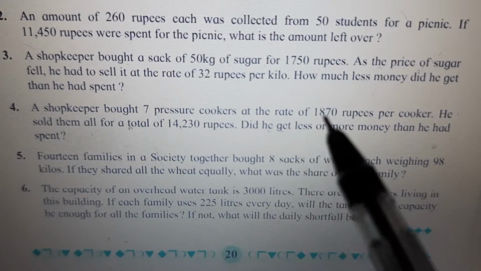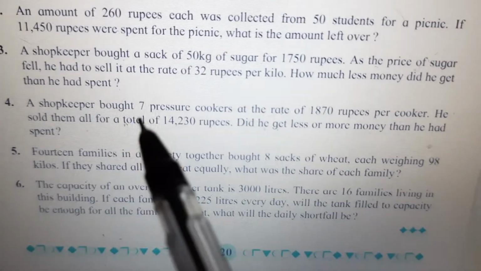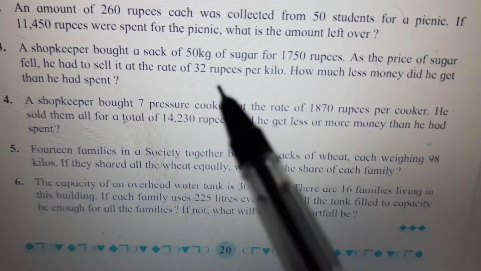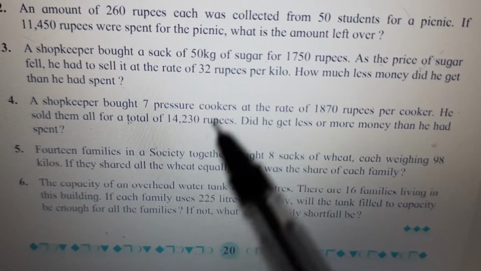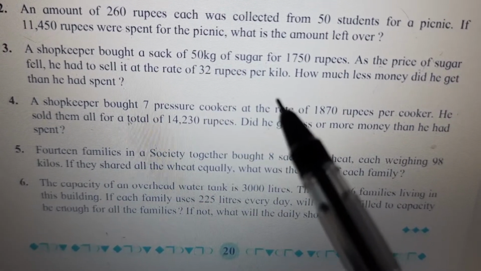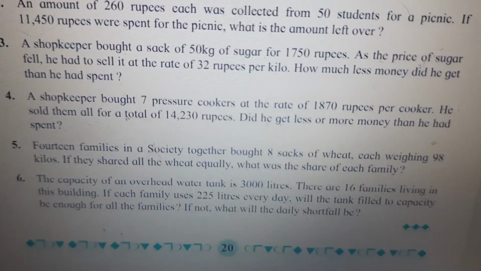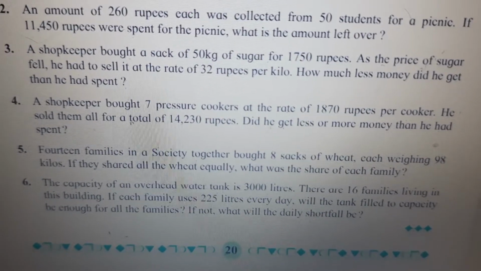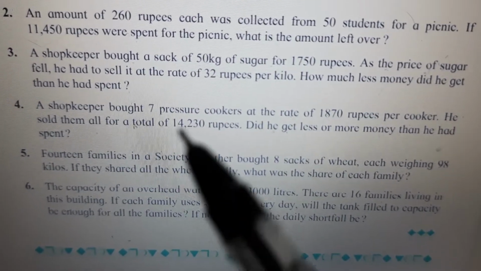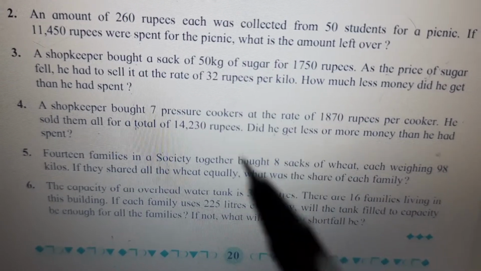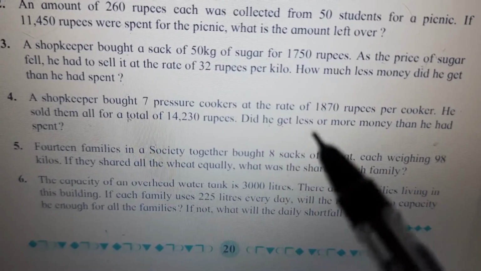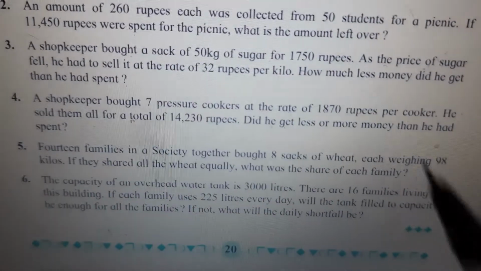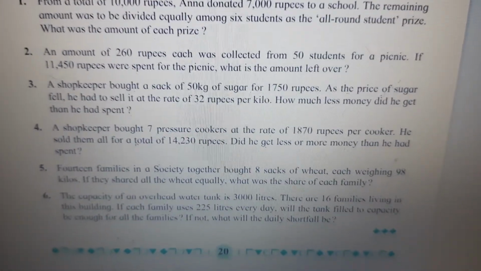So what we have to do is check what is the total amount that he has sold it for. So 32 rupees per kilo is selling, that means we have to find out 32 into 50. So the total selling amount will be 32 into 50 kg, and from that we will minus the total amount, that is 1750. Then we will get our answer, children.